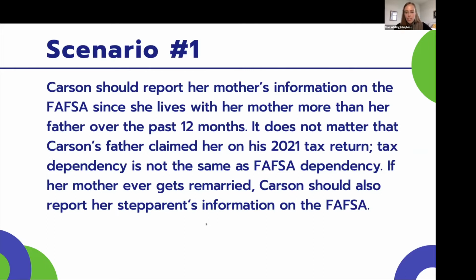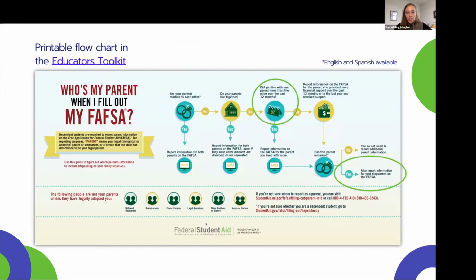So let's just see how this looks on the flowchart together. So the parents are legally separated and they don't live together. But when we get to this question, did Carson live with one parent more than the other over the past 12 months? Assuming Carson spent 5 days of the week with the mother, 2 days of the week with the father, then Carson will answer, yes, I spent more time with my mother, so I'm going to report my mother. And if my mother's remarried, then also my step parent information. It's important to note with this scenario that Carson would answer no to this question here, since Carson's parents are legally separated. So if they're divorced or legally separated, they're not considered married.